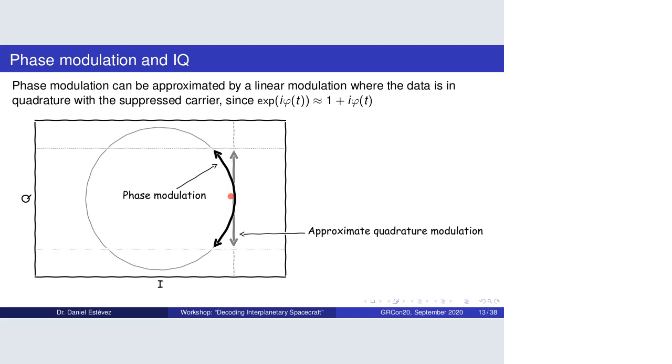Here we have a constant, which is the suppressed carrier and only appears in the real part. And we also have an imaginary part, which goes up and down with the data. So this is a very nice way to check that your PLL lock is working. You should get the suppressed carrier on the real part and the data on the imaginary part. This approximation actually comes from this formula, which is Taylor's theorem.